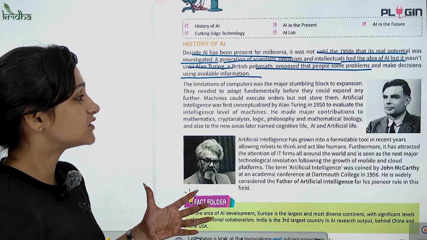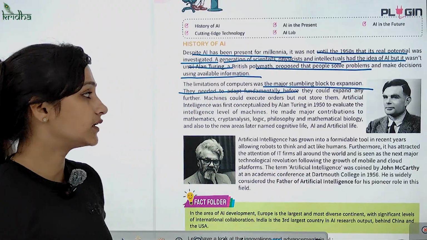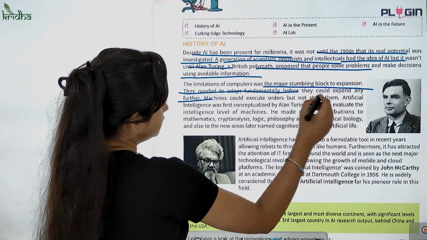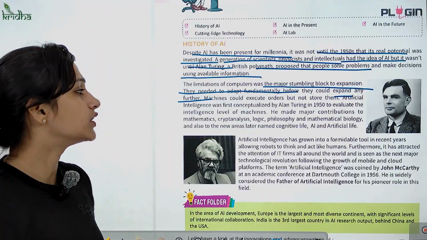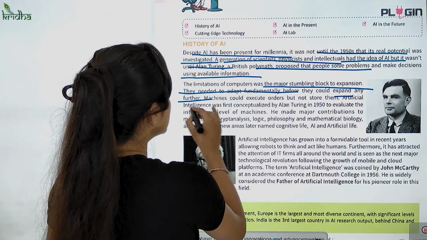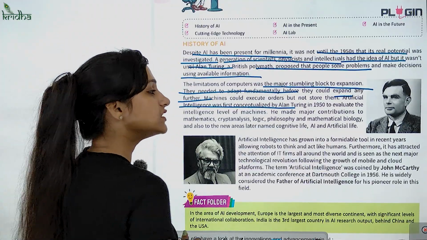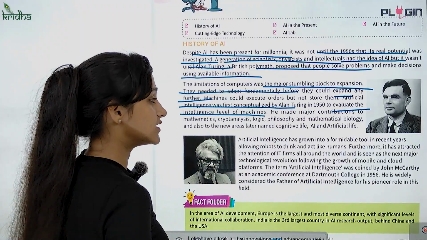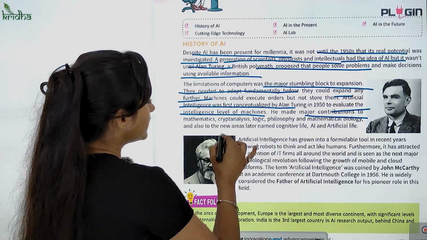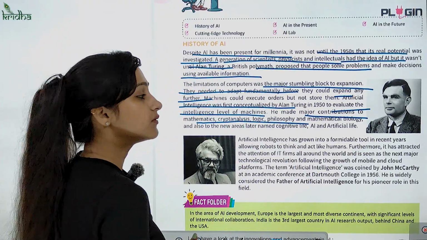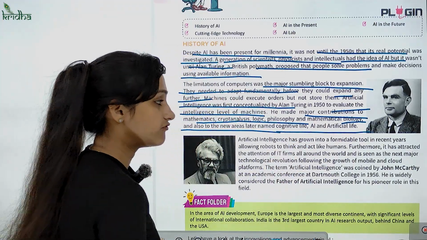The limitation of computers was the major stumbling block to expansion. They needed to adapt fundamentally before they could expand any further. Machines could execute orders, but not store them. Artificial intelligence was first conceptualized by Alan Turing in the 1950s to evaluate the intelligence level of machines. He made major contributions to mathematics, cryptanalysis, logic, philosophy, and mathematical biology, and also to new areas later named cognitive science, AI, and artificial life.